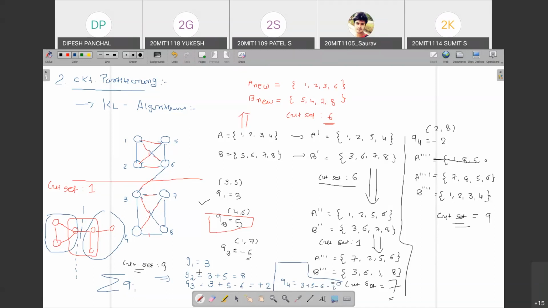So if you swap this, you are interchanging which nodes? 3 and 5, with this given initial partitioning. If you interchange 3 and 5, you have 5 here and your 3 here. Then you move to the next. Again, you have to interchange 4 and 6 with G2. Maximum value is 8, so 4 and 8 you can also interchange.